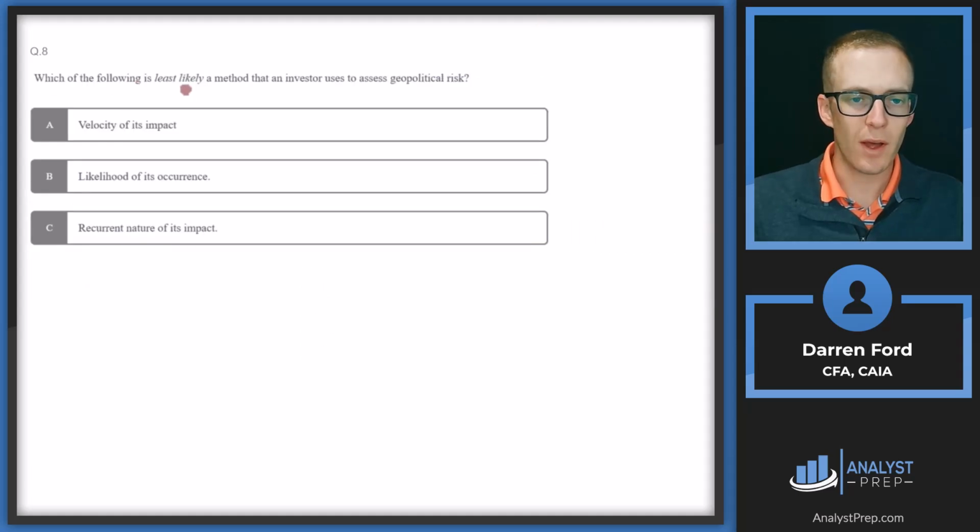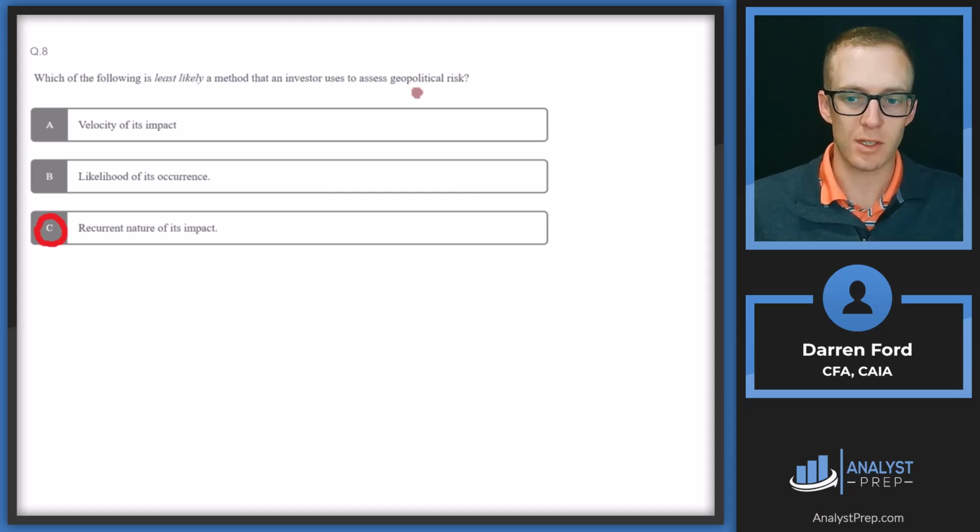Answer C. Which of the following is least likely a method that an investor uses to assess geopolitical risk? So least likely, meaning 2 of these will be used and 1 will not. So we've got A, velocity of impact, B, likelihood of its occurrence, or C, recurrent nature of its impact. So our answer here is going to be C, and talking through why, a lot of times geopolitical risks are going to be very idiosyncratic in nature, and they're going to be one-offs and very unique situations.